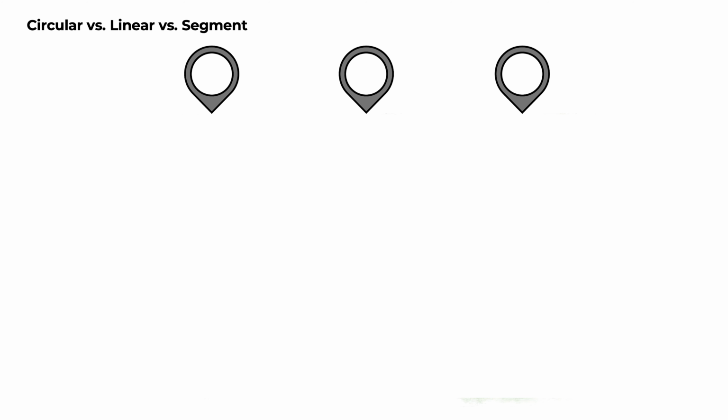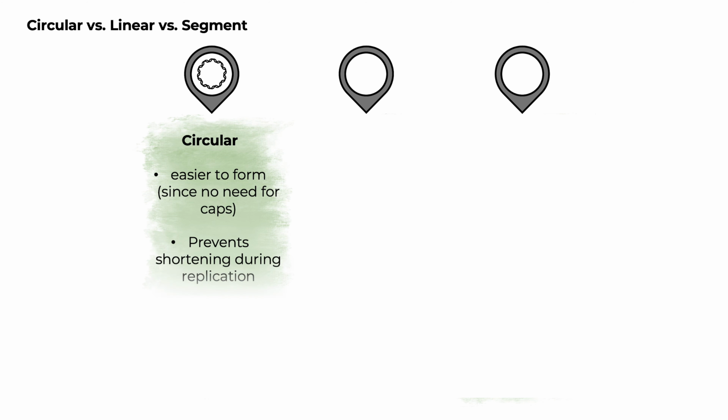Moving on to our third factor, which is whether it is circular, linear, or segmented genetic material. A circular genetic material may look something like that. It is comparatively easier to form because there's no need to create caps at the end of the genetic material. There are studies that claim that this also prevents shortening during replication, because during replication itself, some of the genetic material may be lost at the end of the genetic sequence.